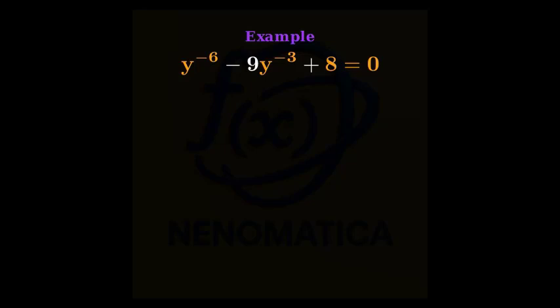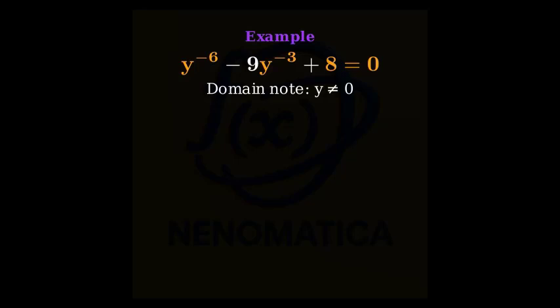visuals and checks along the way. First, let's show the example. We will solve the equation y^(-6) - 9y^(-3) + 8 = 0. Note that y cannot be 0 because of the negative exponents.